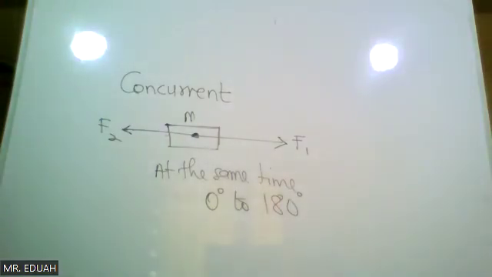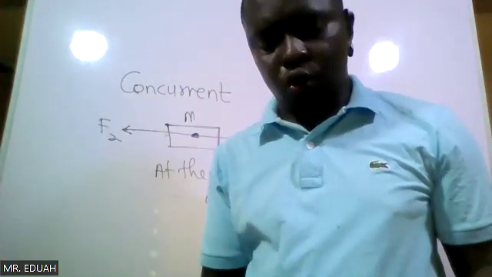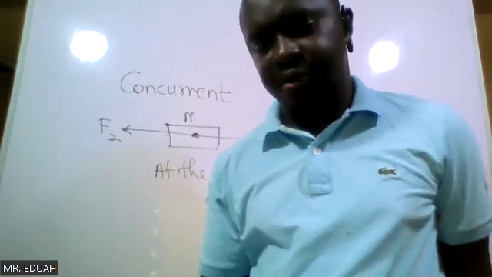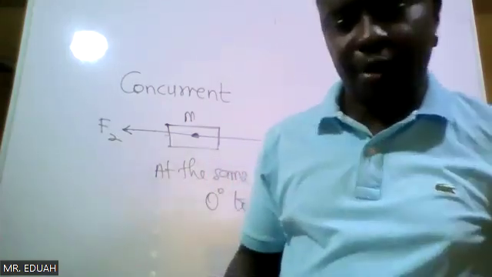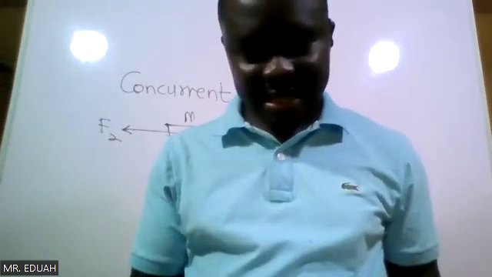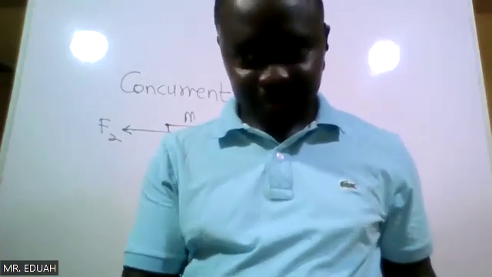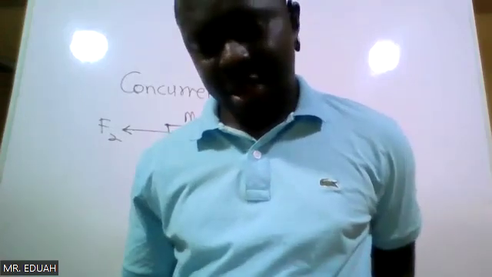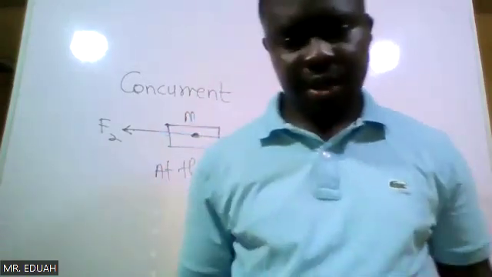The first question: as the angle between two concurrent forces of 5 and 7 increases from 0 to 180, the magnitude of their resultant also changes from what? What are the possible answers? Let me hear from you. Is it A, 0 to 35, B, 2 to 12, C, 12 to 2, or D?